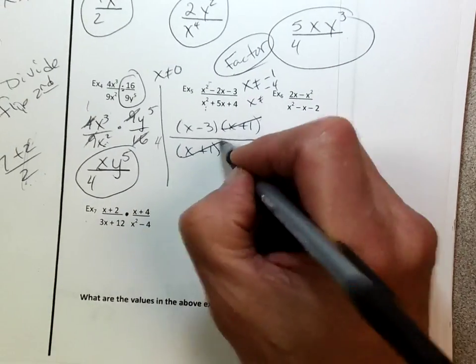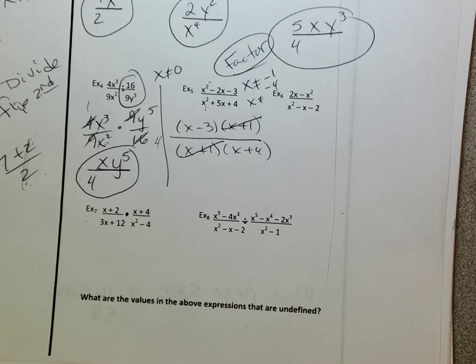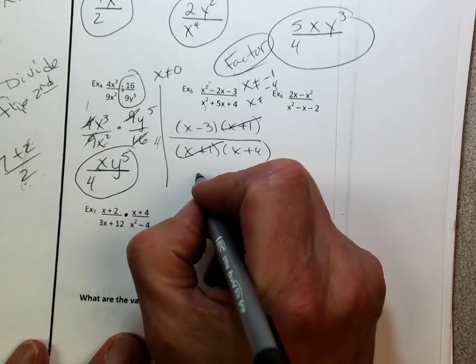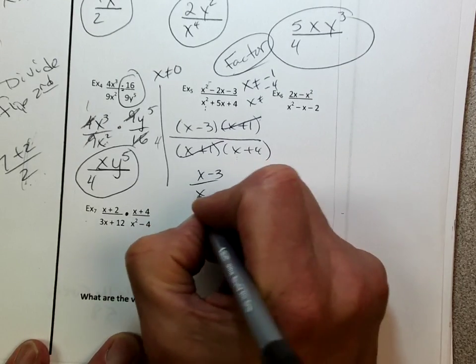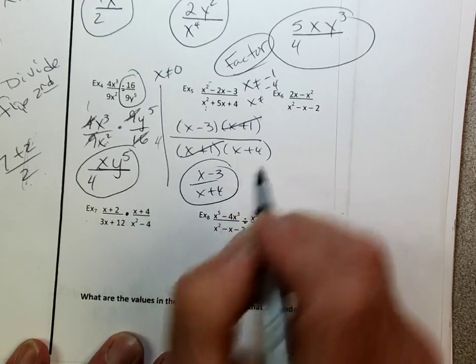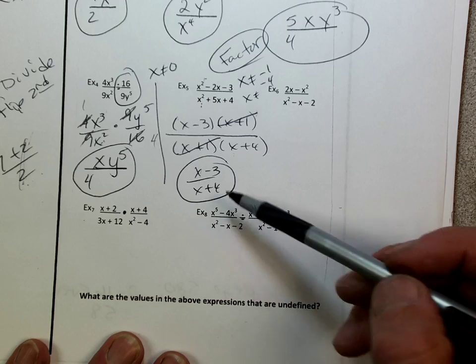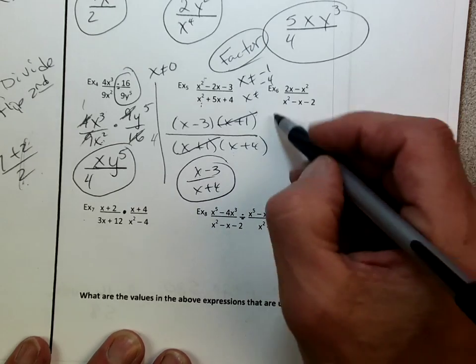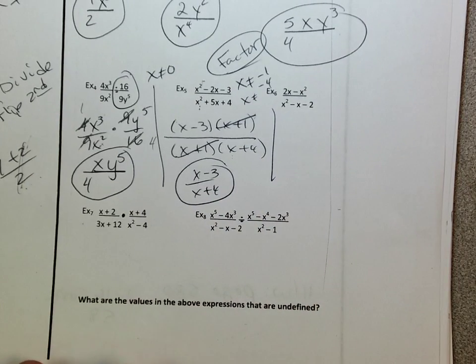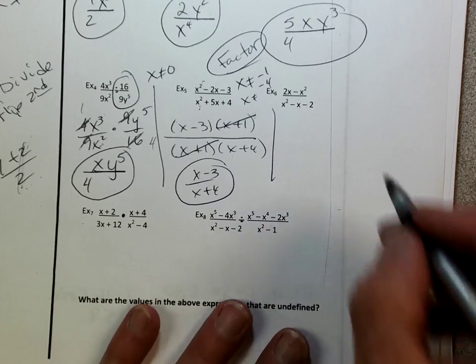x plus 1 cancels with x plus 1, right? What I'm left with then is x minus 3 over x plus 4, and that's your answer. Don't cancel the x's, okay? Example 6 is really close to the same thing, but there's a little problem with example 6, but we'll figure it out. So let's factor, okay?